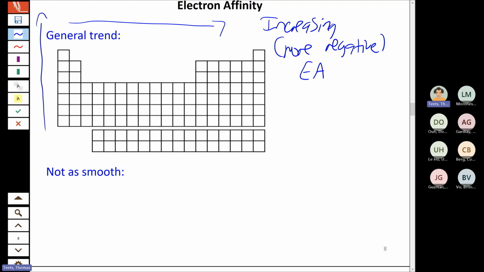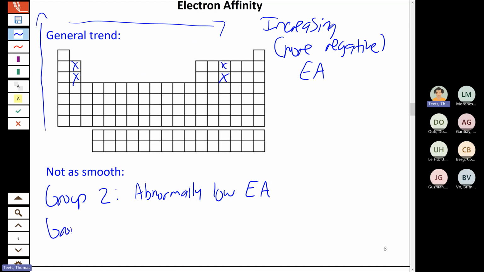So we said that group 2 here has an abnormally high ionization energy. It has an abnormally low electron affinity. I'll write it with a number, but sometimes they're done with Roman numerals as well. But group 2 has abnormally low electron affinity. And then same with group 5 here in the middle of the P block, abnormally low electron affinity. The reasons for this are kind of complicated. I don't want to try to oversimplify it. So the best thing is just to try to remember that.